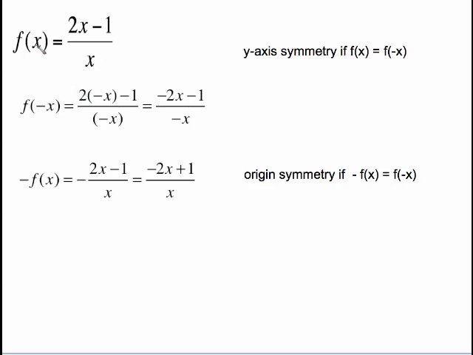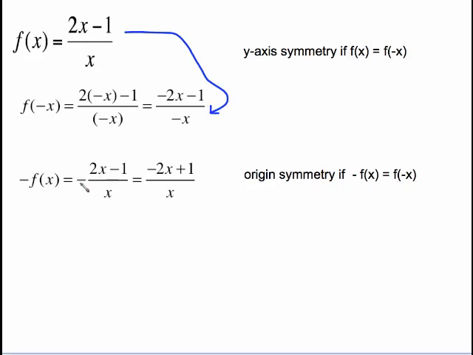So we're going to plug in negative x every place we see an x, work this out, and this is what we get. Are these two things the same? If they are the same, then this function will have y-axis symmetry. These are not the same, and you may say, wait a minute, how do I know they're not? Well, take a look at this. This 2x has the opposite sign, which means negative 1 should have the opposite sign if these really were the same, and they're not. So there is no y-axis symmetry.